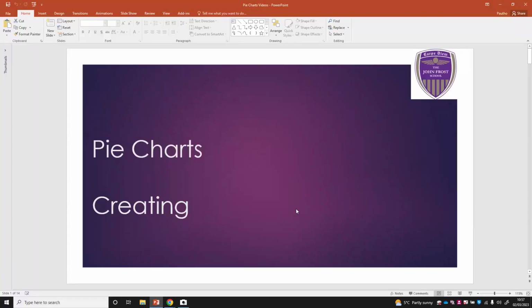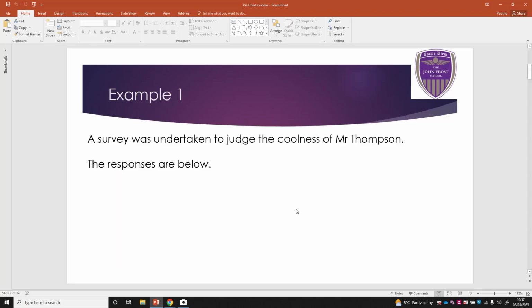Okay, welcome to this video on creating pie charts. You should know that a pie chart is a circular chart. Before we start, you see them all over the news, in magazines, in papers. They're quite a nice way of illustrating how a data set is broken down. So we've got an example here.